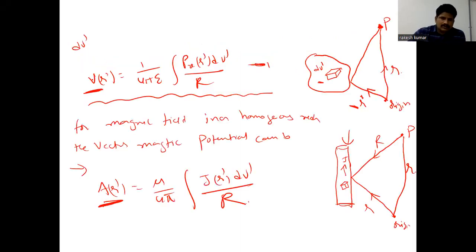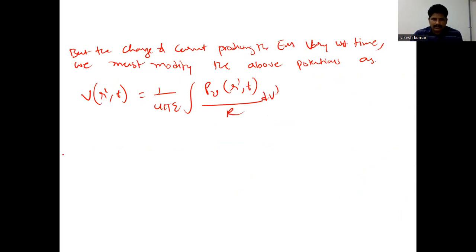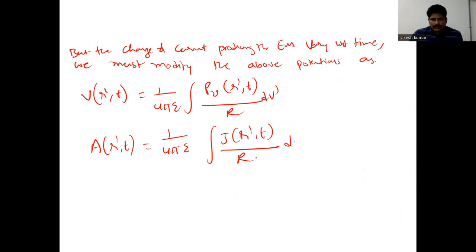So initially we simply wrote V of r dash or A of r dash. Since they are varying with respect to time, I am going to write V of r dash, t is equal to 1 by 4 pi epsilon integral of rho V of r dash comma t by r into dv dash. Similarly, A of r dash comma t is equal to mu by 4 pi into integration of J of r dash comma t by r into dv dash. So here we have introduced the time.